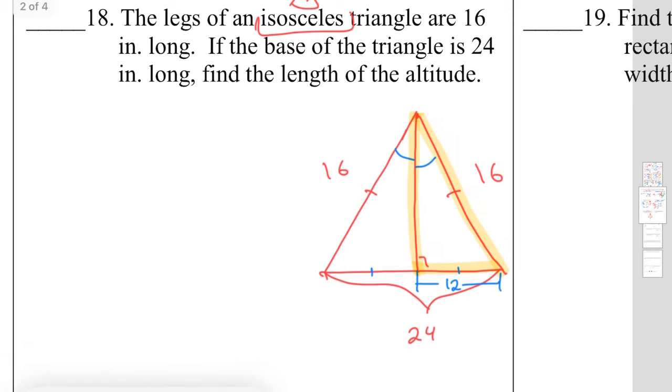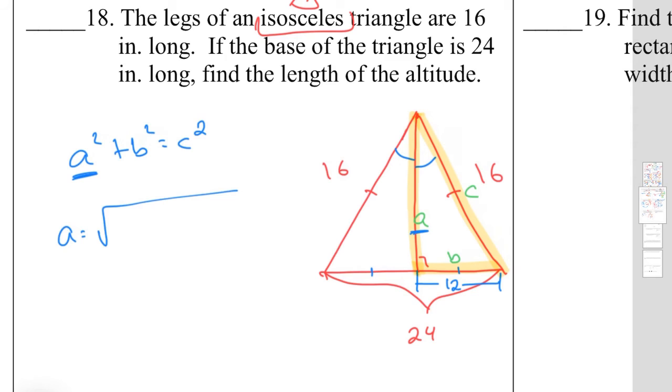So I'm going to use the Pythagorean theorem, labeling it A, B, and C. Just like the other one, the only thing I don't know is A, which is what I'm going to call the altitude. A squared plus B squared equals C squared. I'm looking for A, so A is the square root of C squared minus B squared. So we replace what we know: 16 squared minus 12 squared.